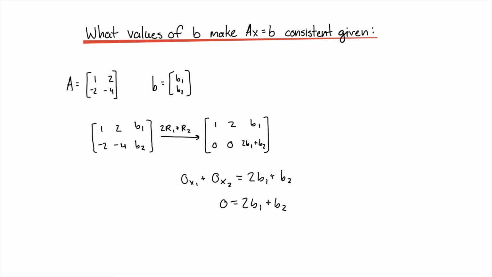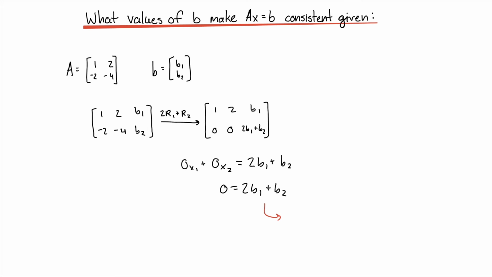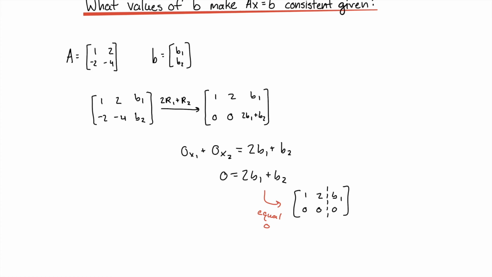So let's think about what happens when 2b1 plus b2 equals 0. Let's write it like this. Equals 0. Then we'll have the matrix 1, 2, b1, 0, 0, 0. So then this matrix has infinitely many solutions.